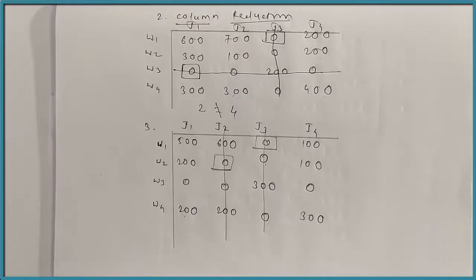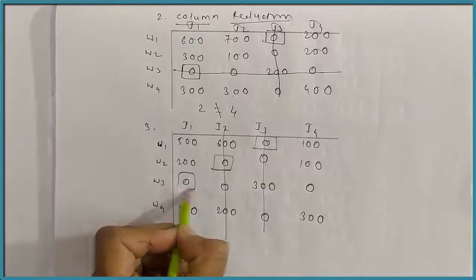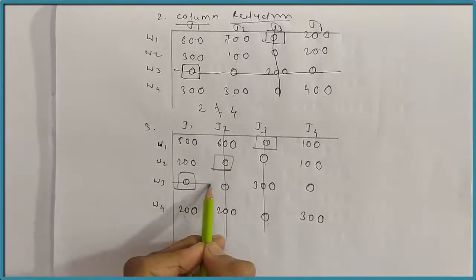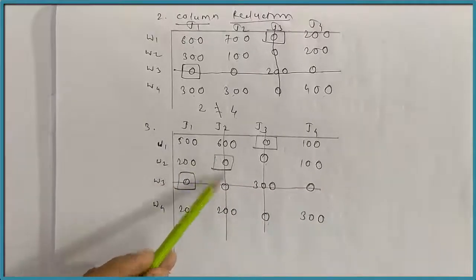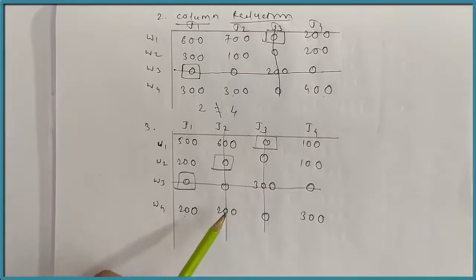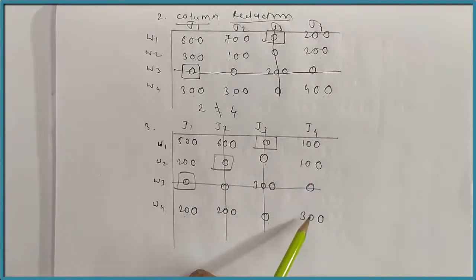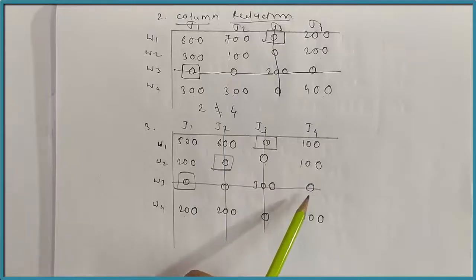Now for the column scanning, start with the first column. If the column contains exactly 1 0, mark a square around it and draw the horizontal line passing through that 0, otherwise skip the column. In the first column, exactly 1 0 is there, mark a square around it and draw the horizontal line passing through that 0. The second column is deleted, the third column is deleted, therefore skip those. And in the fourth column, no 0 is there, this 0 is also deleted.